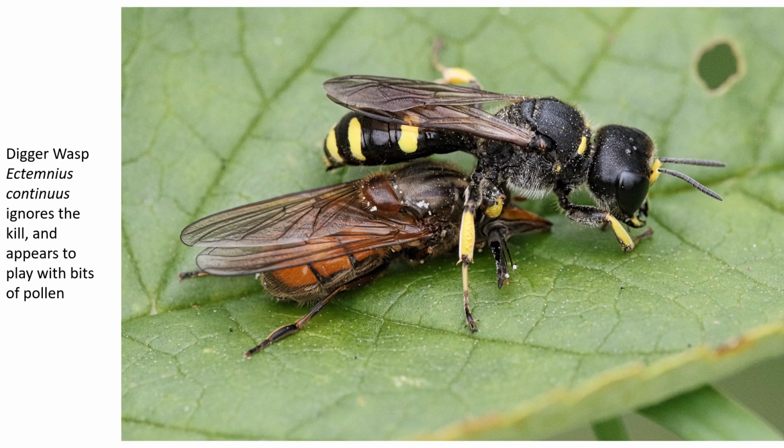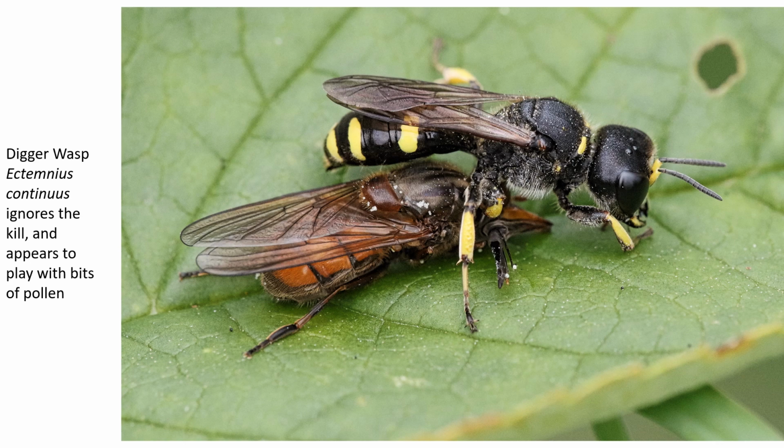And this in fact is the first scene I came across, where the dead hoverfly was lying on a leaf and straddled by this Ectemnius species of wasp. And I wondered what was going on. I assumed that the wasp had killed the hoverfly. In fact, these are the real enemies of hoverflies. And it was rather puzzling that the wasp didn't carry off the hoverfly.